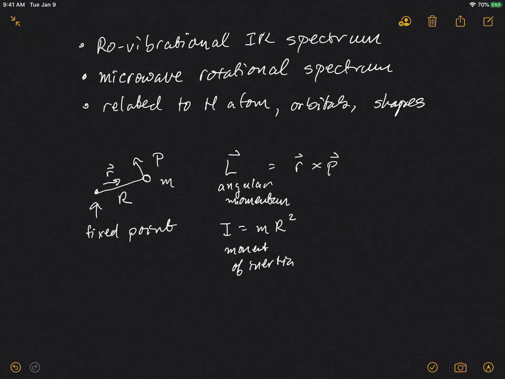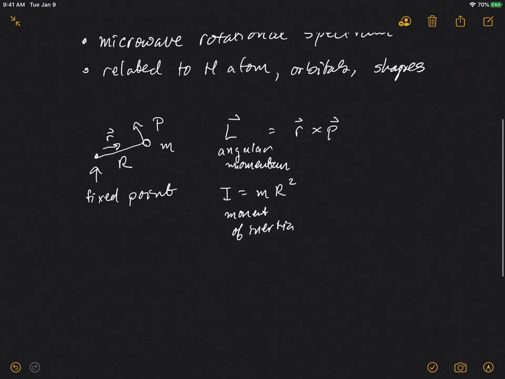So that's basically some concepts from classical physics, and that's for a single particle. If you have multiple particles, you can calculate moment of inertia about a certain point by adding up the masses and the squares of the distances involved. And cross product, we'll talk about cross product more later.